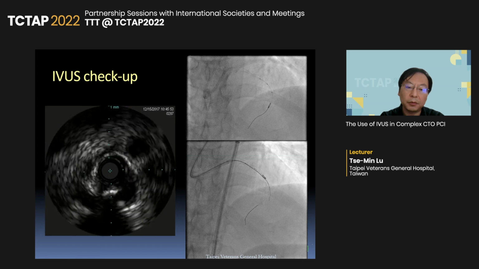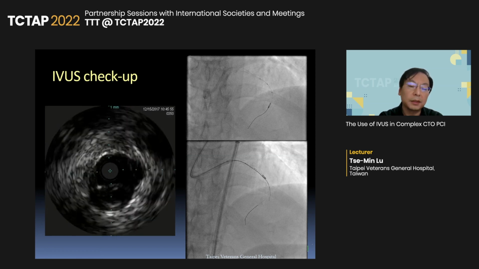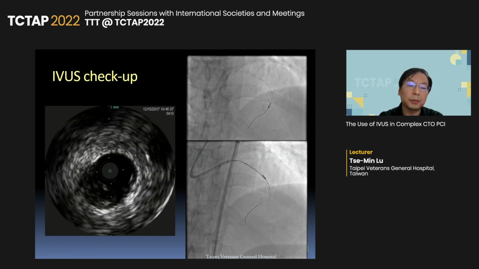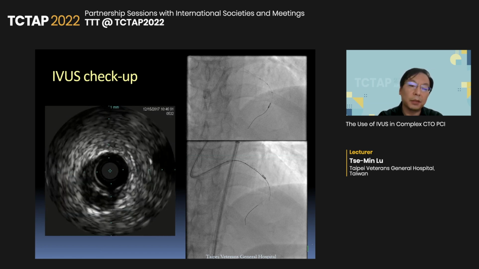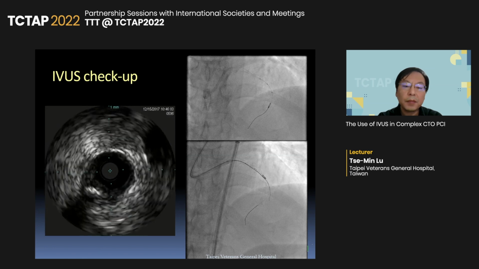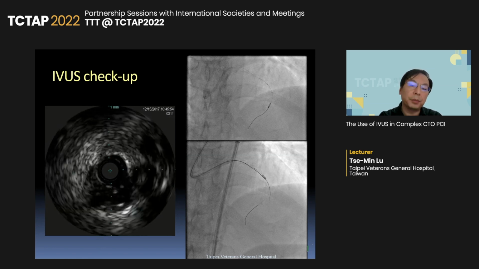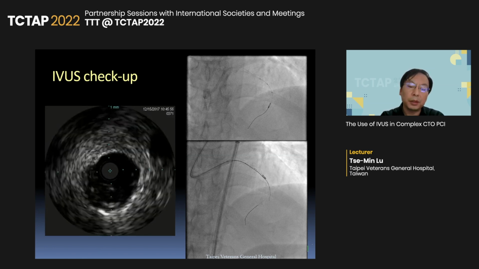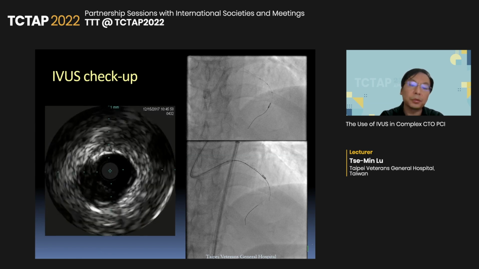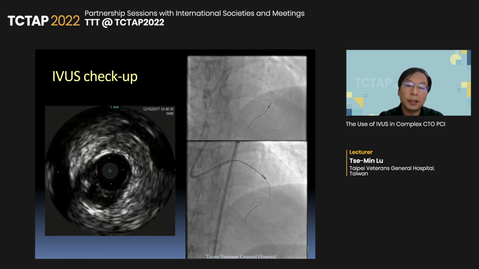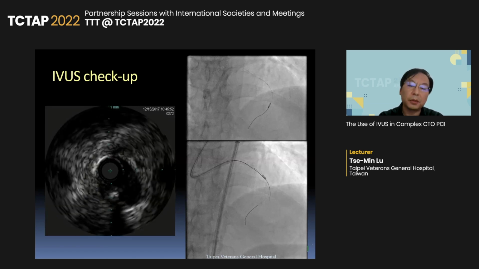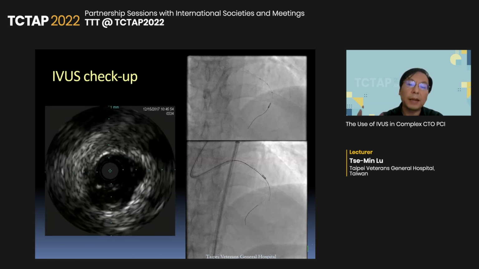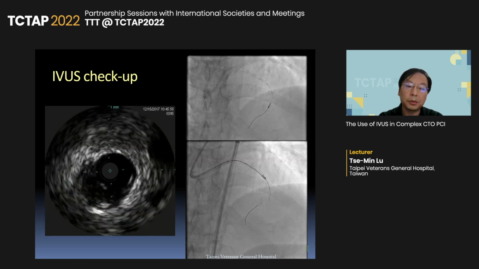I think one of them is maybe a true lumen, but actually I cannot very confidently identify where the true lumen is. So I try to identify the transition point from the true lumen to the false lumen. I identify the label, but there is no suitable marker to guide me to control my wire.